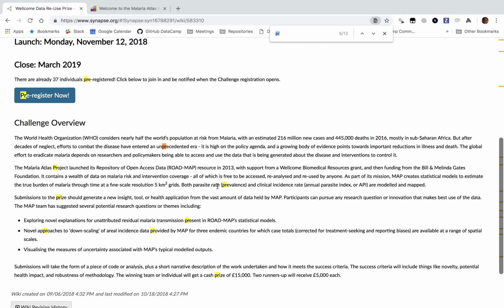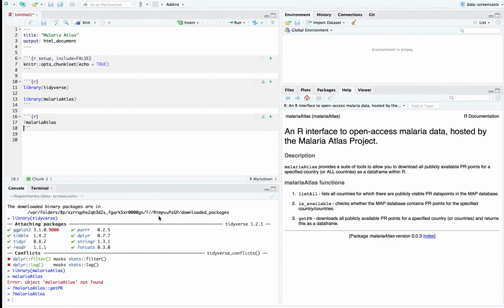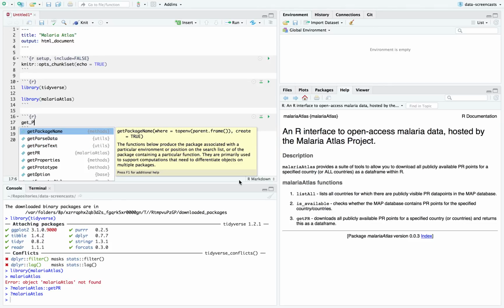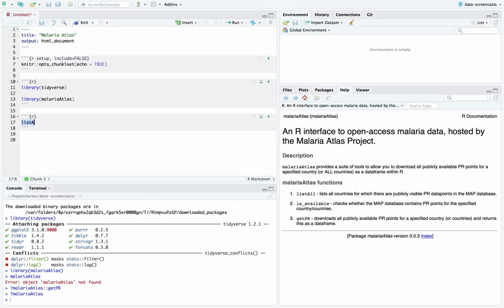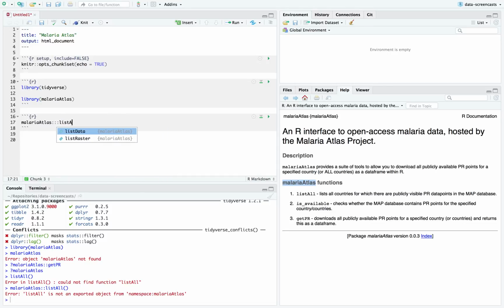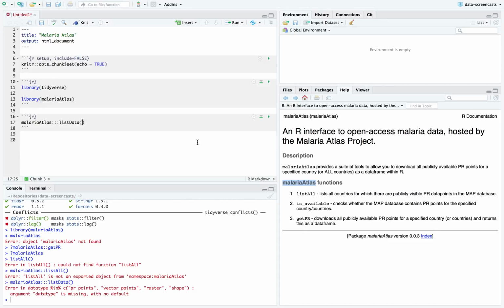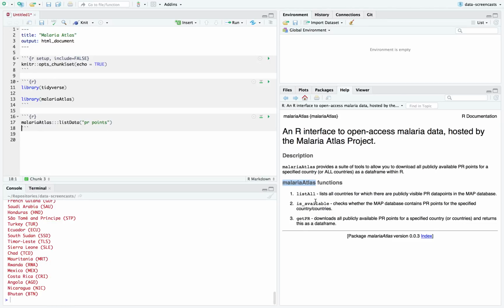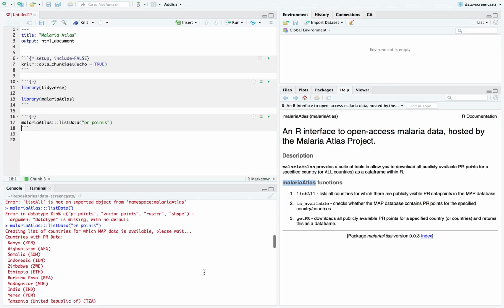PR, parasite rate. Okay, looks like it's parasite rate, that's prevalence of a disease, and clinical incidence rate. Excuse me. Okay. All right, then I think I can get some interesting data out of this. Let's find out. If I try getPR or list all, let's start with list all. I thought I loaded the package. All right, I'm not seeing list already. I'll try list data, and I'll try PR points. Okay, looks like the documentation might not be up to date. All right, there's a whole bunch of countries for which the data is available.